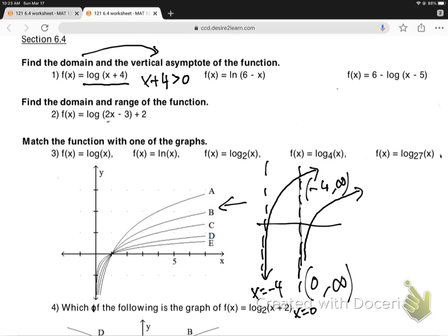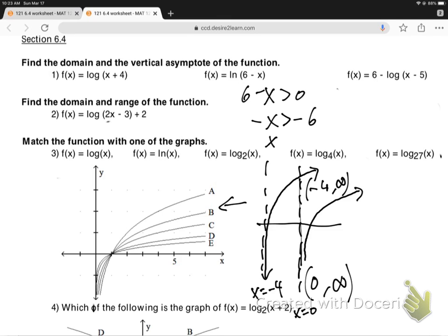Let's take a look at the next one. Okay, so again, the 6 minus x must be greater than 0 for me to log it. If I take away 6 from both sides, I'll have that. And if I divide both sides by -1 or change the signs, don't forget the inequality has to change direction. So in other words, this is -infinity to 6. So be careful of those.